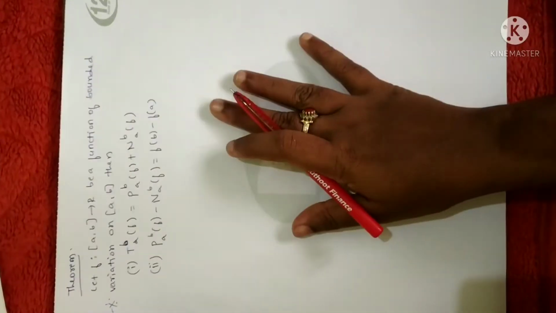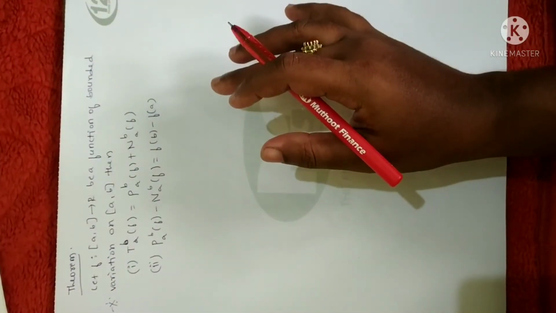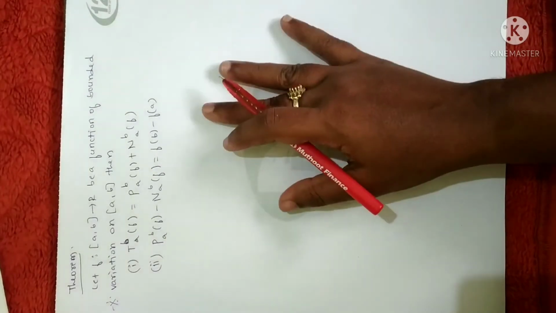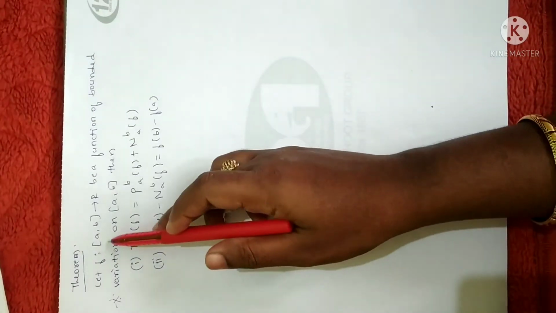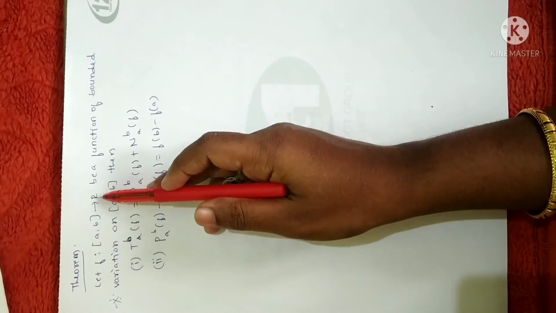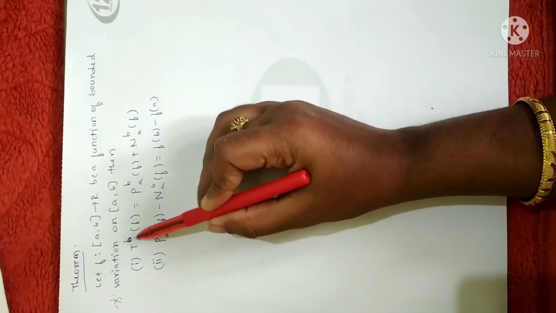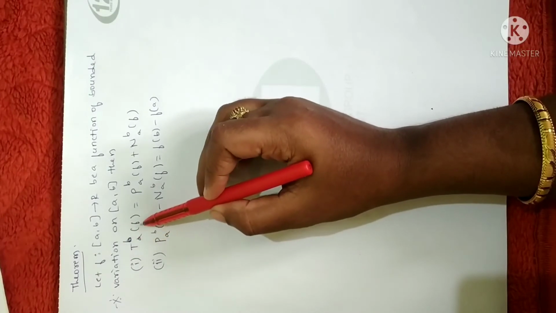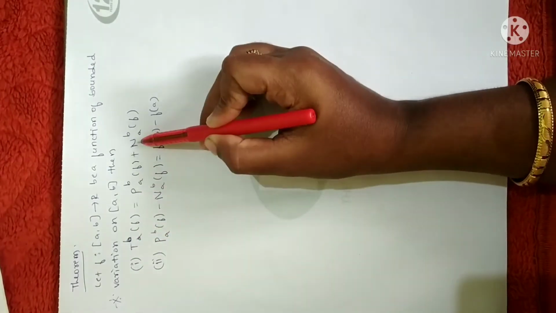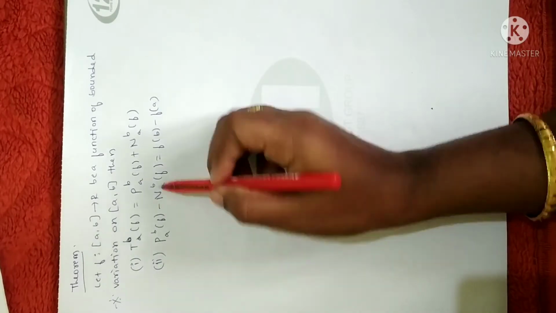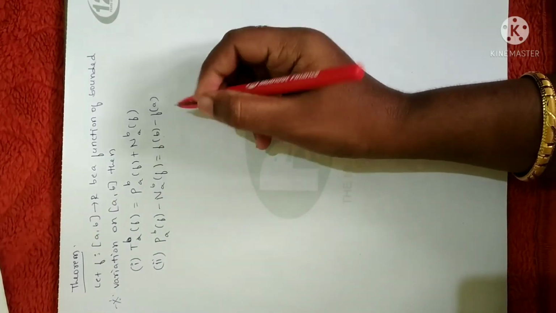So here is the theorem which is based on a function of bounded variation, and it is a very important theorem as it has been asked in many years. If f is a function defined from [a, b] to the real numbers which is of bounded variation, then we have to prove that capital T over the interval a to b of the function f is equal to capital P plus capital N, and capital P minus capital N is equal to f of b minus f of a.